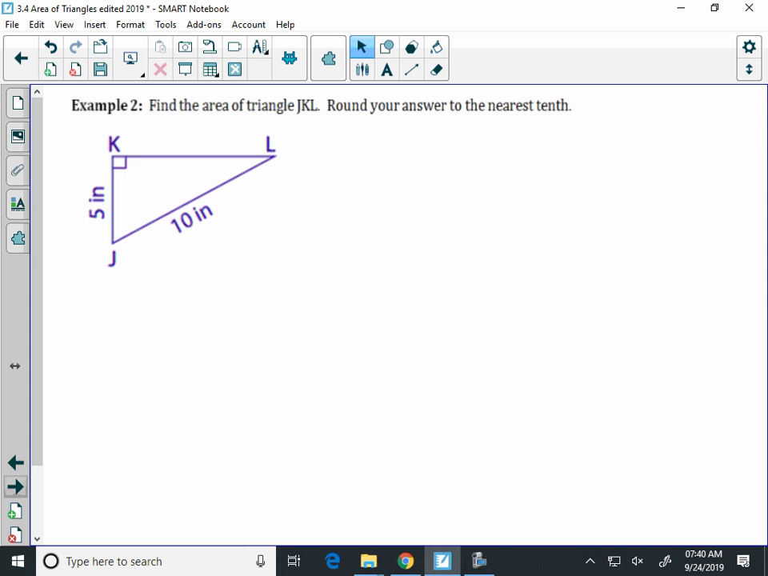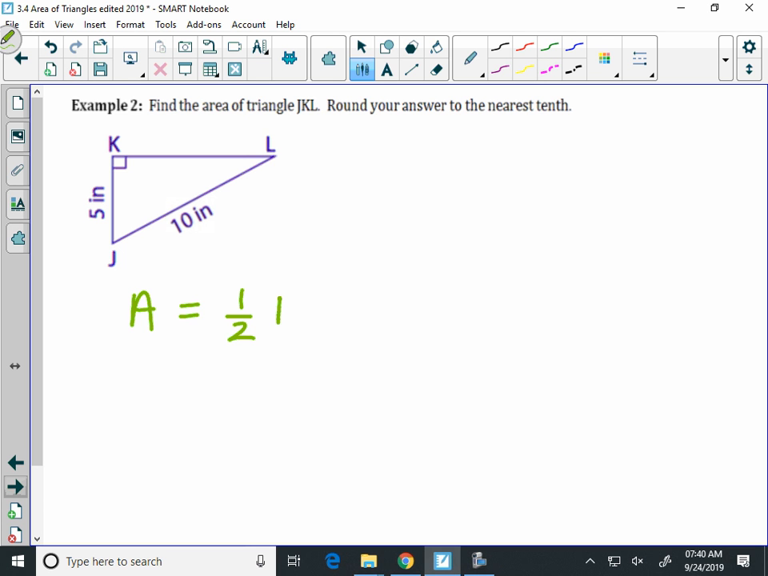This one's a little bit trickier. We want to find the area of triangle JKL. Round our answer to the nearest 10. Okay? Well, I'm finding area, so I'm going to write 1/2 base times height. That's my formula. What is the base of my triangle? Yeah, 5.